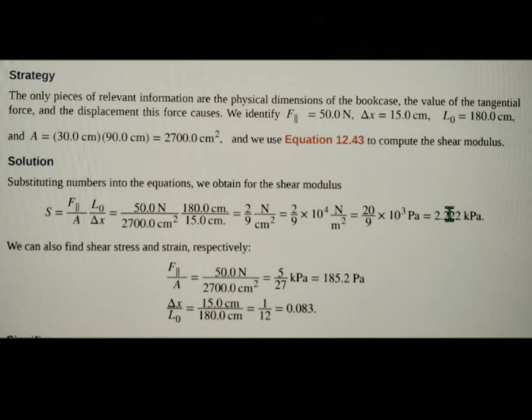is equal to 2 over 9 Newton per centimeter squared, which is 2 over 9 times 10 to the power of 4 Newton per meter squared, which is 20 divided by 9 times 10 to the power of 3 Pa, equivalent to 2.222 kPa. We can also find shear stress and strain respectively.